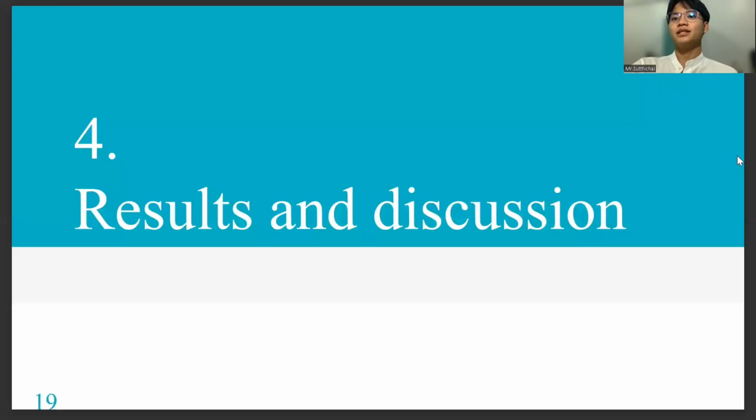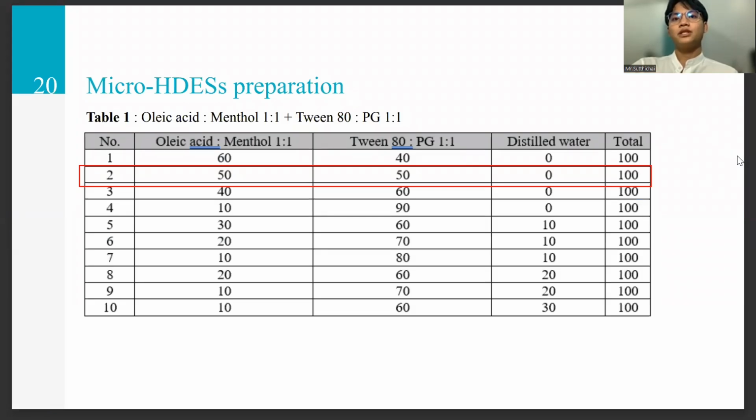Next is the results and discussion. Table 1 and Table 2 show the concentrations of microemulsion preparations. The microemulsions were prepared by mixing oils, fatty acid method 1 to 1, with Tween 20 or 80, polyethylene glycol and water, followed by stirring and heating at 70 Celsius for 20 minutes, which shows formulation number 2 to be used in the further experiment.